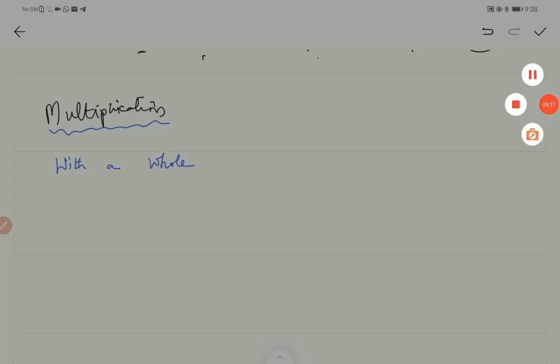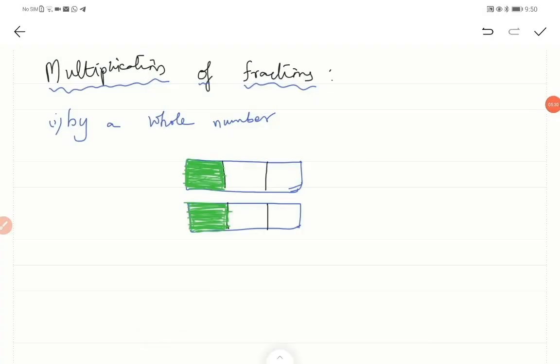Let us see first multiplication of fractions by a whole number. I have drawn two pictures here. Tell me, what fraction does this picture represent? This picture is divided into 3 parts, so my denominator will be 3 and the used region is 1. So this is 1 by 3, and this one is the same, so this is also 1 by 3.